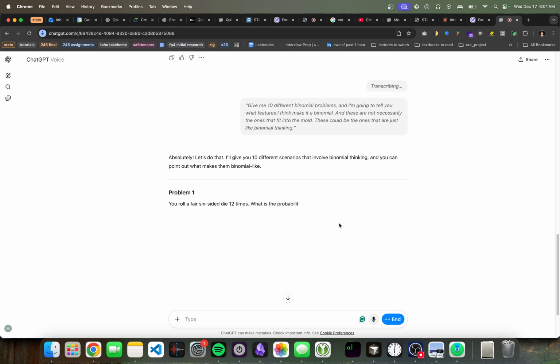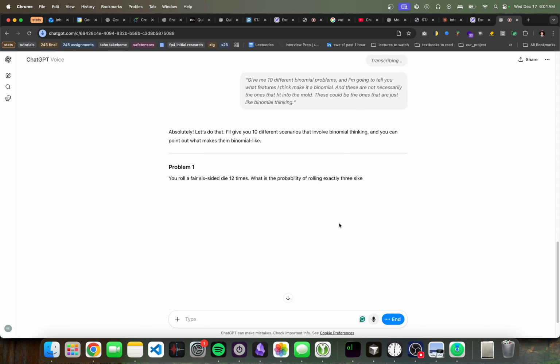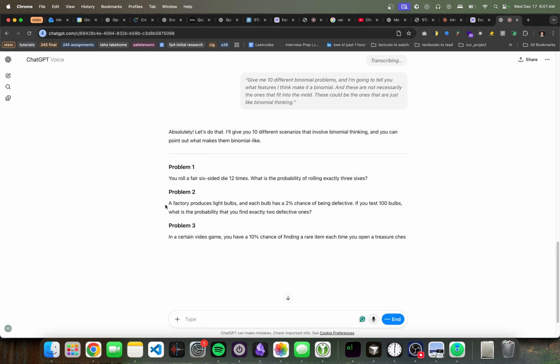You roll a fair 6-sided die 12 times. What is the probability of rolling exactly 3 sixes? A factory produces light bulbs, and each bulb has a 2% chance of being defective. If you test 100 bulbs, what is the probability that you find exactly 2 defective ones? In a certain video game, you have a 10% chance of finding a rare item each time you open a treasure chest.